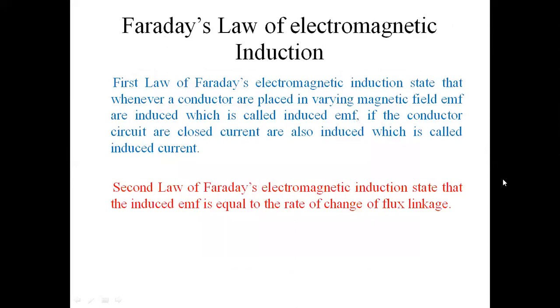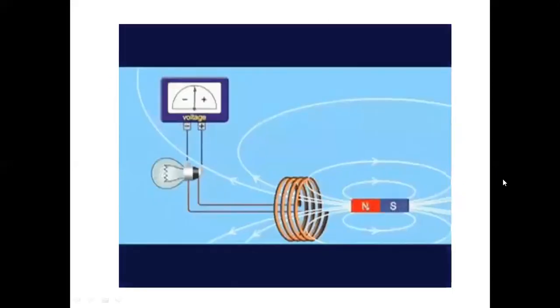Next, Faraday's law of electromagnetic induction. The first law of Faraday's electromagnetic induction states that whenever a conductor is placed in a varying magnetic field, an EMF is induced, which is called induced EMF. If the conductor circuit is closed, current is also induced, which is called induced current. The second law states that the induced EMF is equal to the rate of change of flux linkage. This is the simple Faraday's law, and I will explain it with an example.